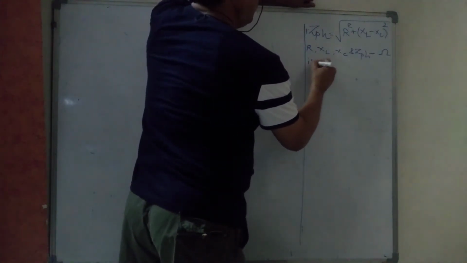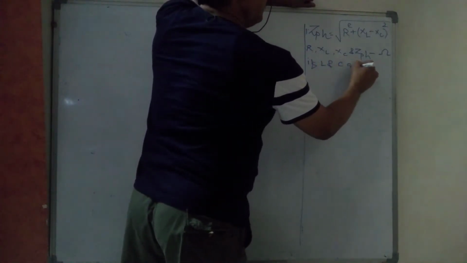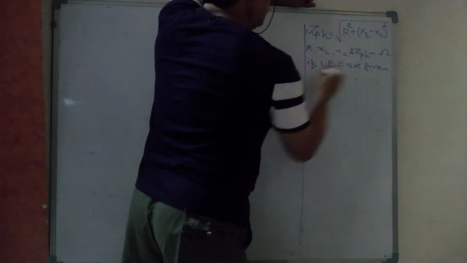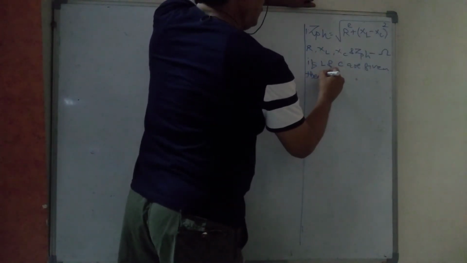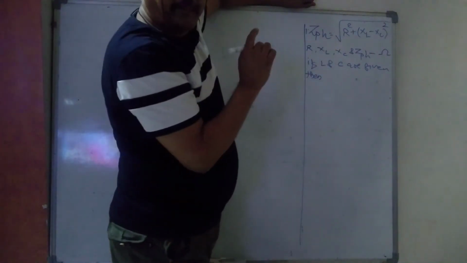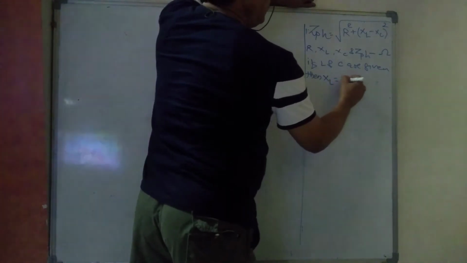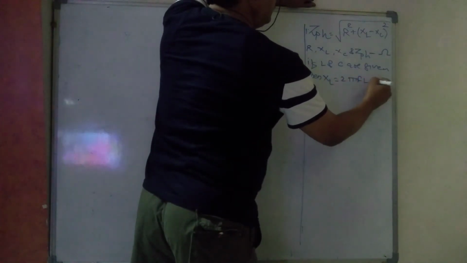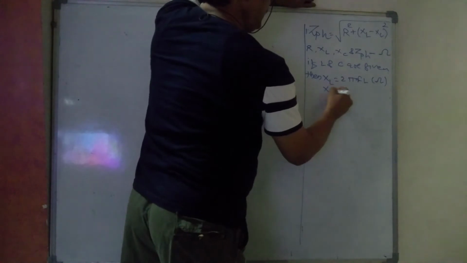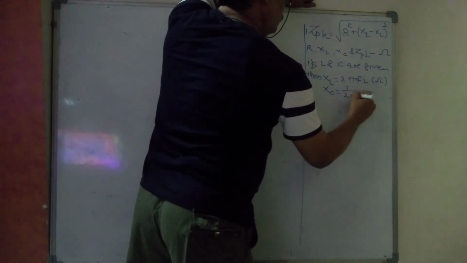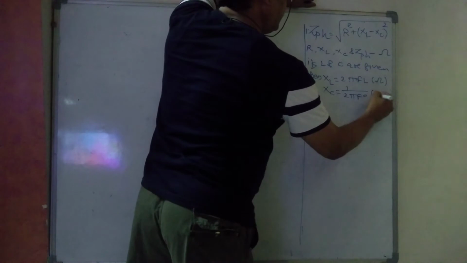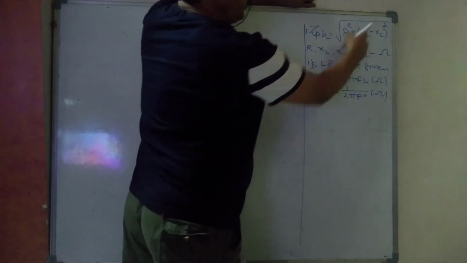The unit is ohms. If L and C are given, then L will be in Henry and C will be in microfarad, etc. You have to calculate XL = 2 pi fL with unit ohms, and XC = 1 upon 2 pi fC again with unit ohms, and then use these two values here. That is first, ZPH.